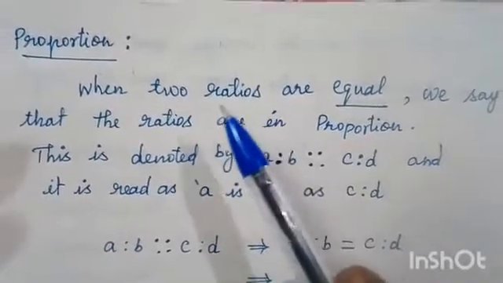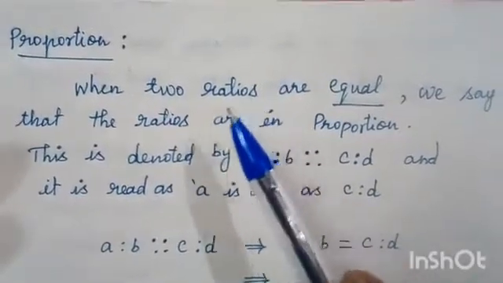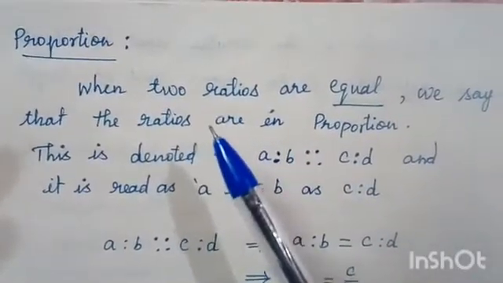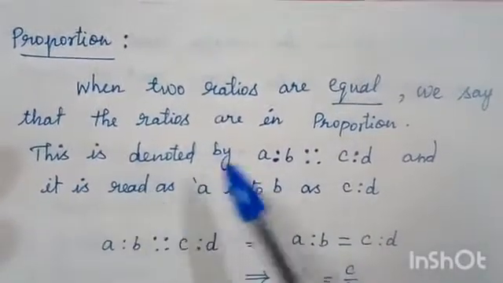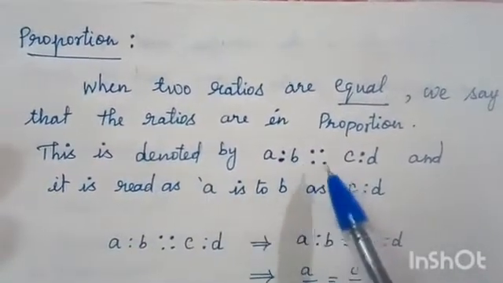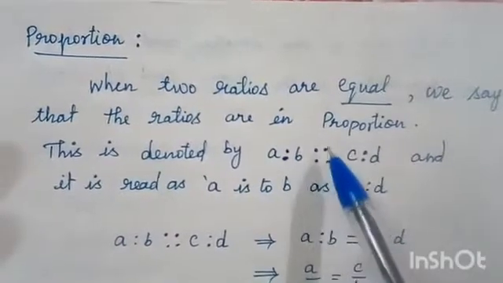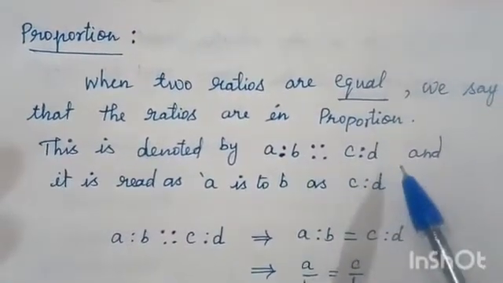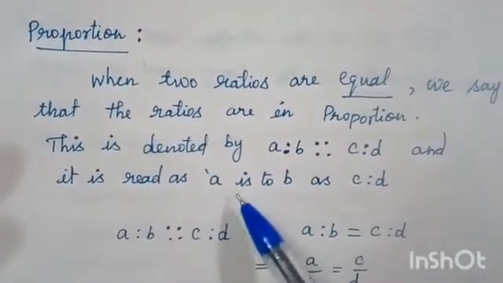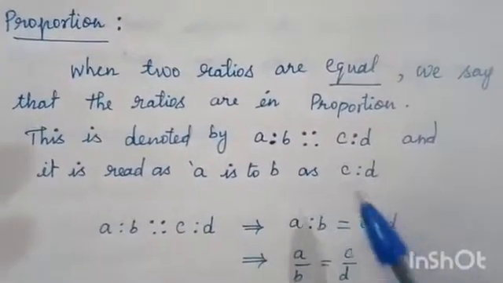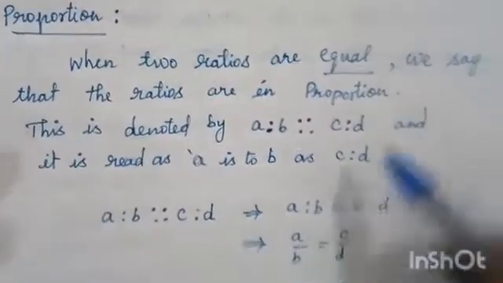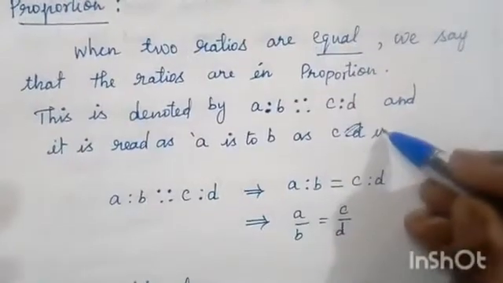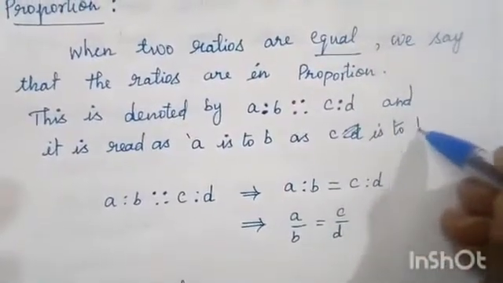We have to compare the two ratios. If they are equal, we say they are in a proportion. This is denoted by A is to B, this is the proportion symbol, C is to D. And it is read as A is to B as C is to D.